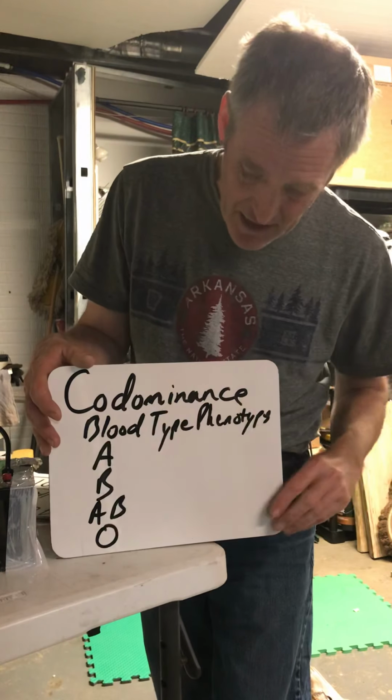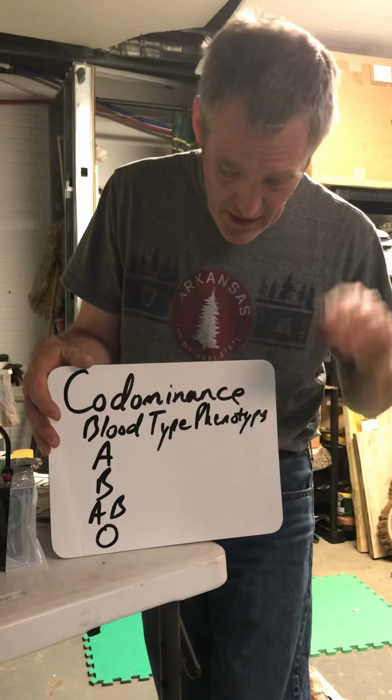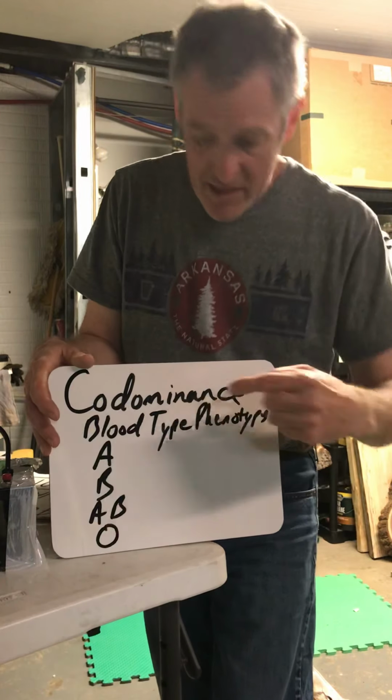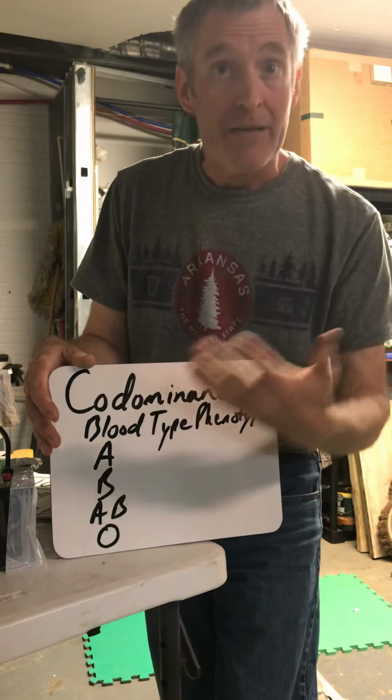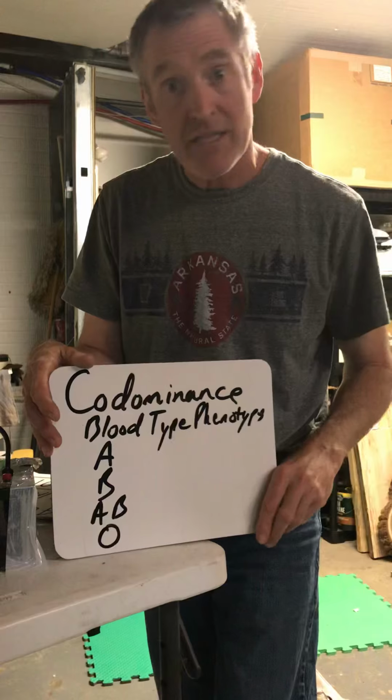I happen to be A positive. So this is codominance. These are the possible phenotypes for those blood types. Now I'm going to show you.